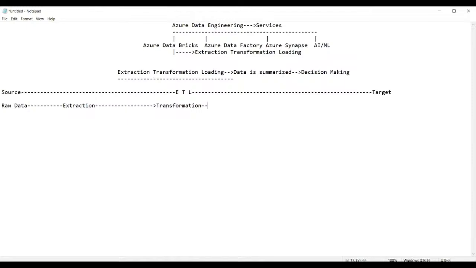Once the transformation is done on the data, it is finally prepared and loaded. Where is it loaded? It is loaded into the target, which is called the destination. Getting my point? Now, guys, this is a bit technical. I want to simplify it and explain it to you.